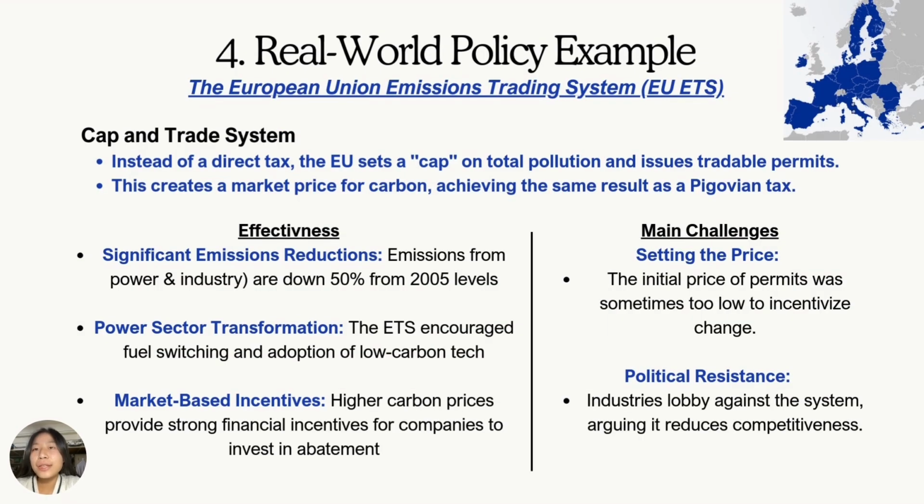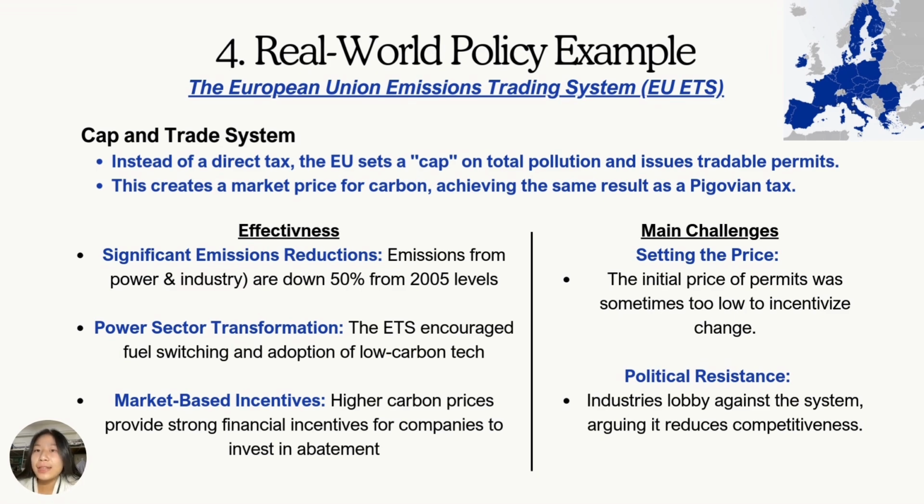Now, let us introduce a real-world policy example, the European Union Emission Trading System, EU ETS. This system uses a cap and trade system instead of a direct tax. The EU sets a cap on total pollution and issues tradable permits. This creates a market price for carbon, achieving the same results as the Pigovian tax.